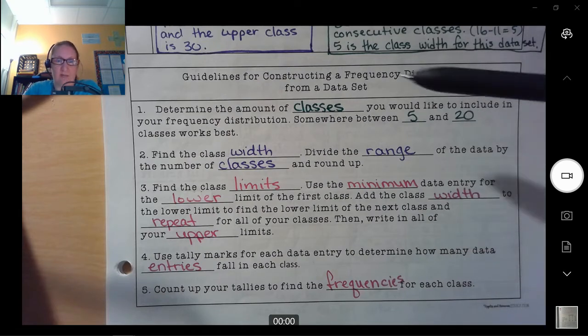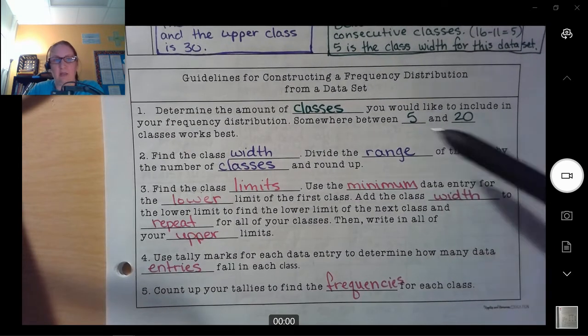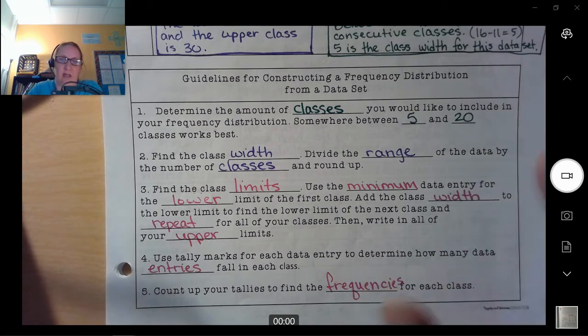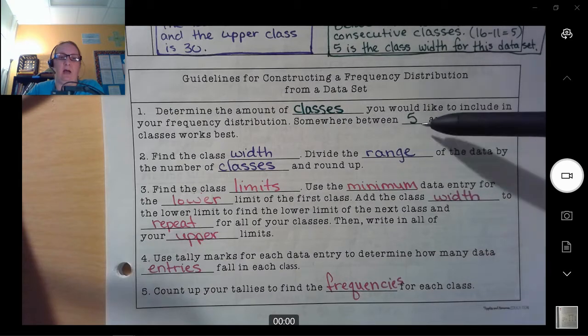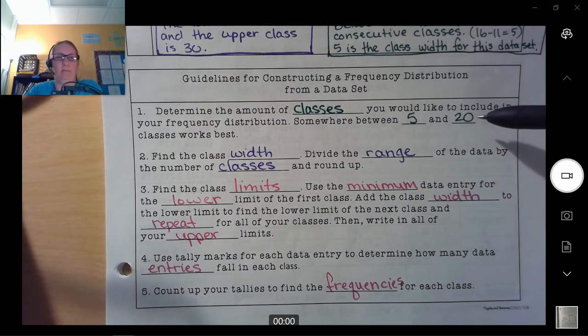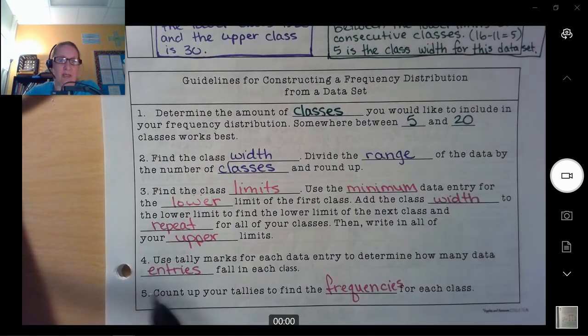So first, determine the number of classes you want. We want between 5 and 20. You don't want to go more than 20 and you don't want to go less than 5. The reason is that if you do, the groupings in each class will be either too small to make any sense or too big to make any sense. The fewer data points you have to start with, the smaller the number of classes you want. If you have a couple thousand data points, then you would use bigger groups and more classes. Then you would find the class width.